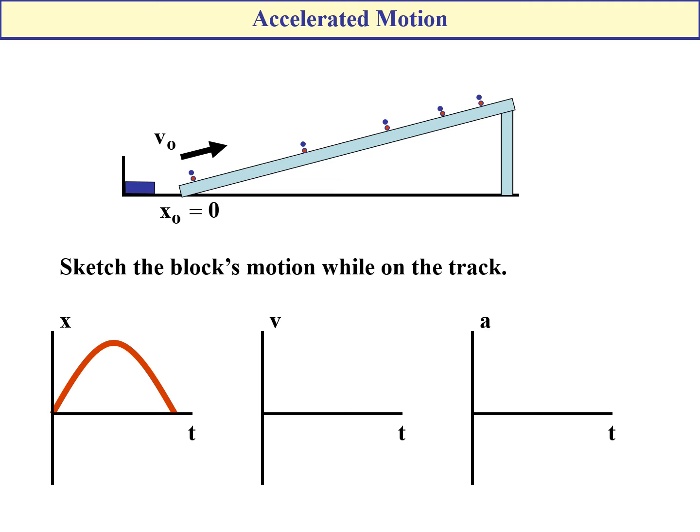The velocity versus time, we have a positive velocity, but then we have a negative acceleration, slowing it down. And then when we get to the top, we speed up as we come back down with our acceleration being negative. So we got a negative acceleration the whole time.